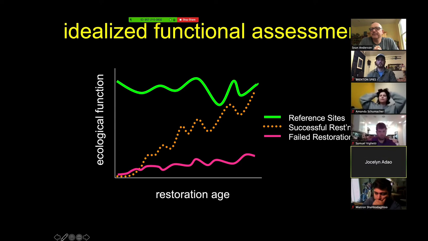So that's a question. Yeah, go, Jocelyn. Does the green line come from baselines? Yes, a great question. So that's a whole other lecture. The green line could come from some static baseline, or it could come from the literature. It could come from historic records.